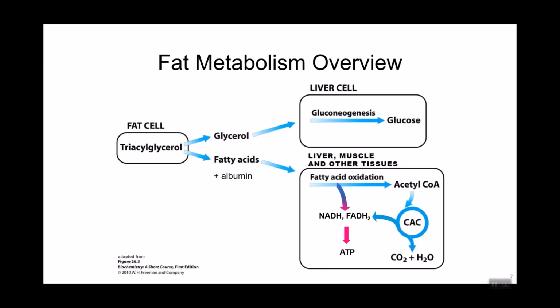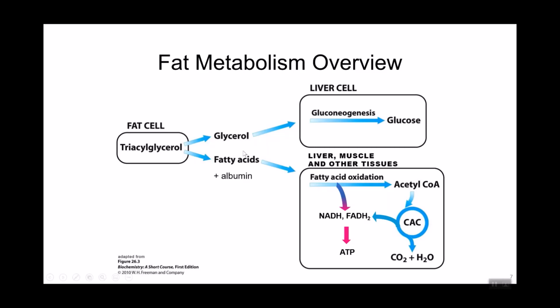This slide just summarizes that process. Triacylglycerol molecules are broken down from fat cells into the glycerol backbone and free fatty acids. And we've already seen how glycerol can actually be used by the liver cells to produce glucose. So you can't make glucose from acyl chains or acetyl-CoA, but we can make it from the glycerol backbone.